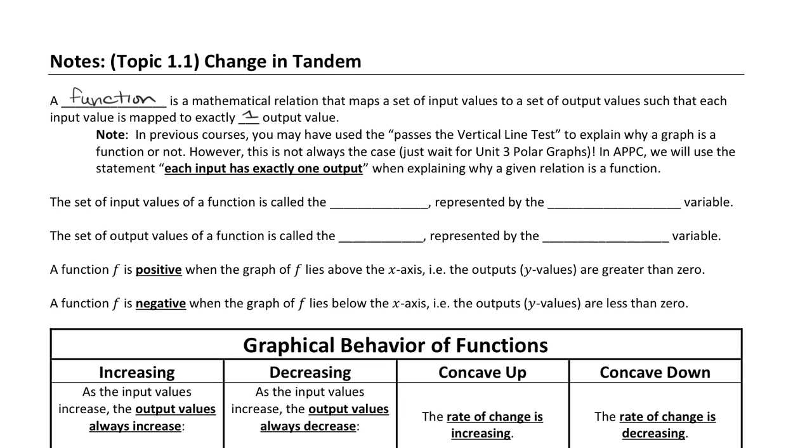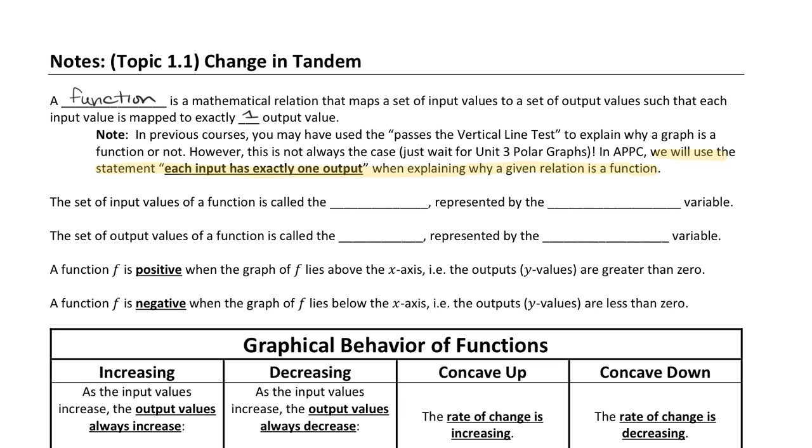In fact, there are some functions we're going to study in this class in Unit 3 that wouldn't pass a vertical line test, but are actually functions. So we need to get better at that vocabulary. Let's highlight this sentence right here. We're going to do this in just general yellow. We will use the statement, each input has exactly one output, when explaining why a given relation is a function. So each input has exactly one output is the mathematical way I want you to talk about it instead of saying the x's do not repeat or passes the vertical line test.